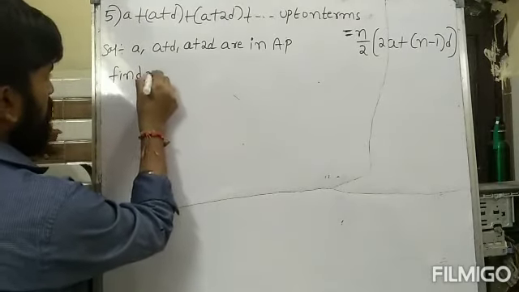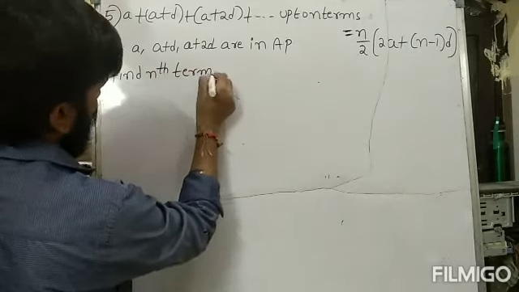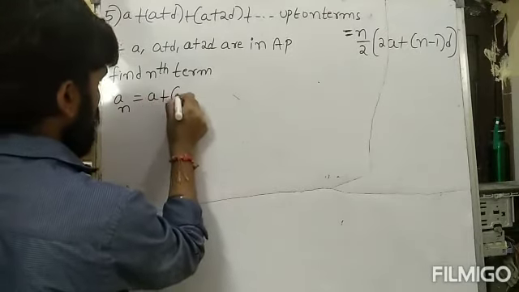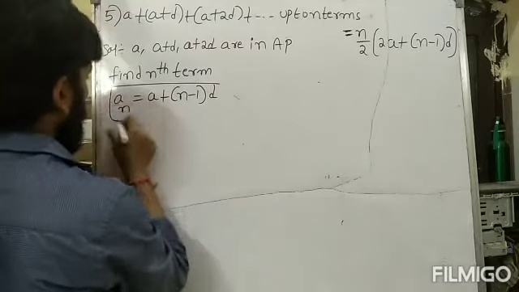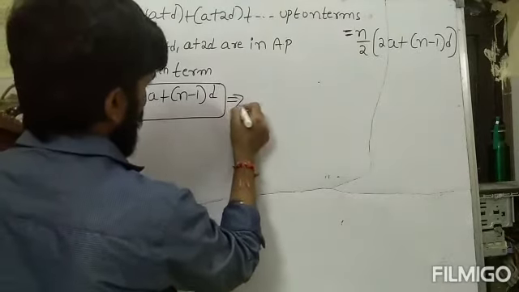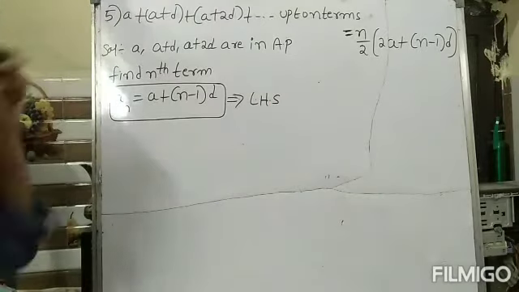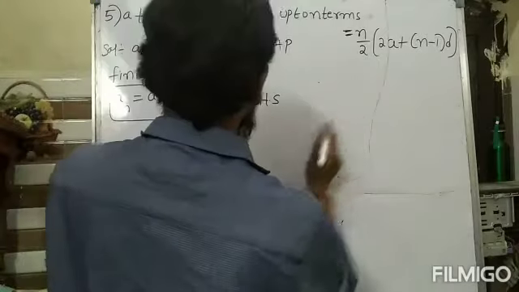So we need to find the nth term. So an equals a plus n minus 1 into d. Okay, this is the LHS part: a plus d, a plus 2d, up to n terms. So this is the LHS part.